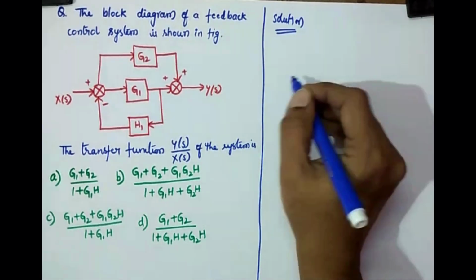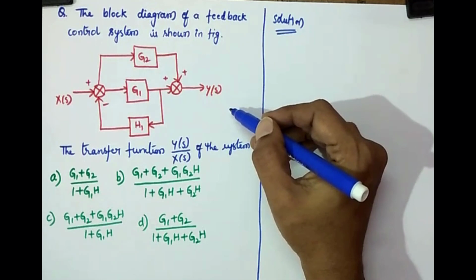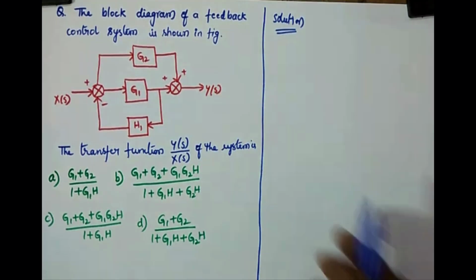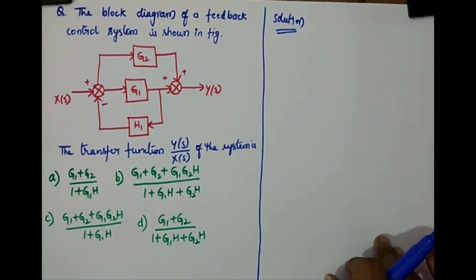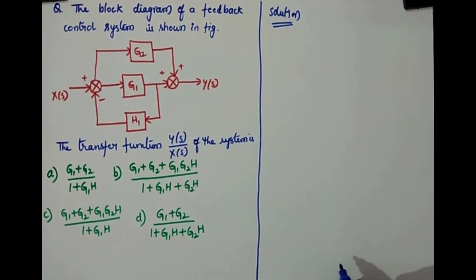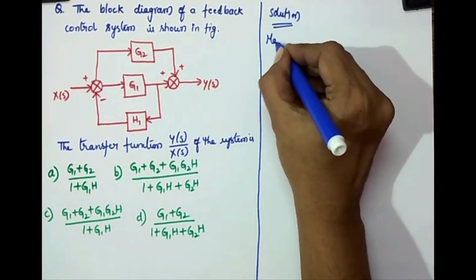Okay. So now we are going to draw the signal flow graph for the given block diagram of the control system. From that signal flow graph, we are going to find the transfer function Y(s) by X(s). For that, we are going to use Mason's gain formula. Before drawing the signal flow graph for this given feedback system, first of all, let me write the Mason's gain formula.